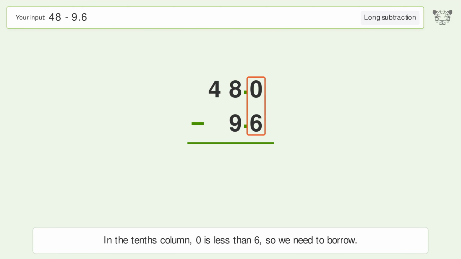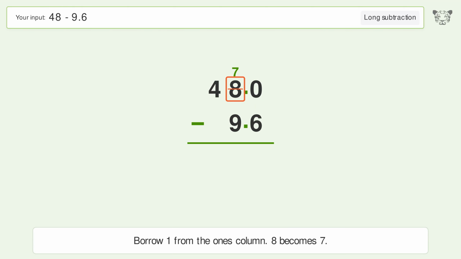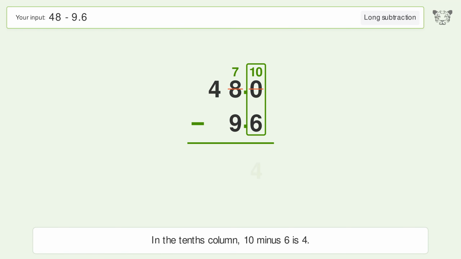In the tenths column, 0 is less than 6, so we need to borrow. Borrow 1 from the ones column. 8 becomes 7. The 0 in the tenths column becomes 10. In the tenths column, 10 minus 6 is 4.